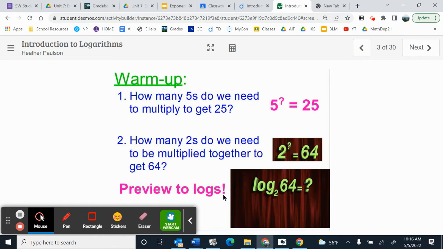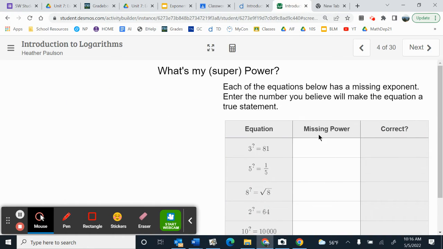How many 2's do we multiply to get 64? And also, how many 5's to get 25? Now what we're going to do is look for the missing power. So keep going with those ideas. How many 3's do we multiply to get 81? Well, 3 raised to the 4th power is 81. And so what we need to do is type just 4, and we'll see that that is correct.